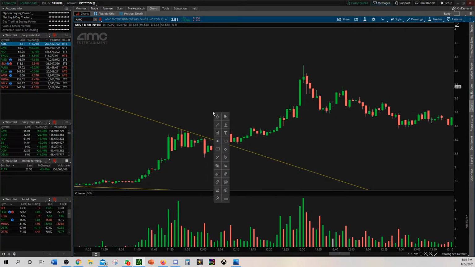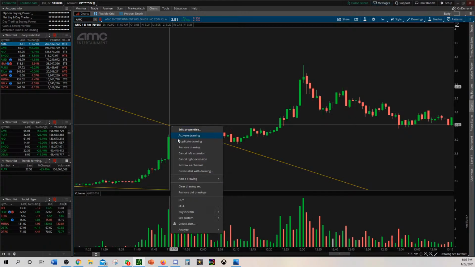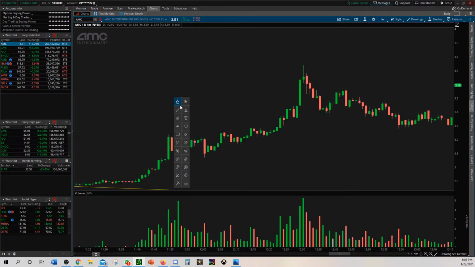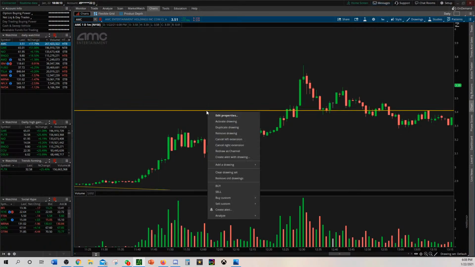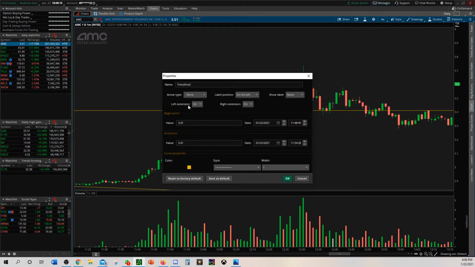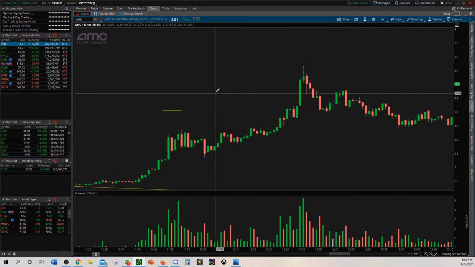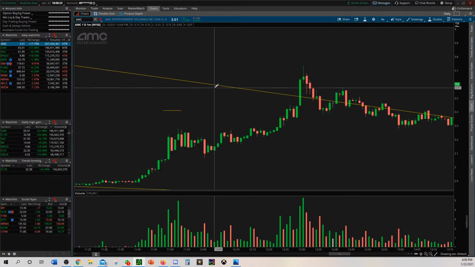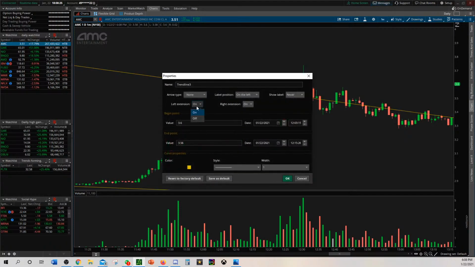Now, in some trend lines, your trend lines might not go the whole way. To fix that, go to edit properties and make sure your left extension and right extension are turned on. Right now it probably is. When you do it, it looks like this. Sorry, off.